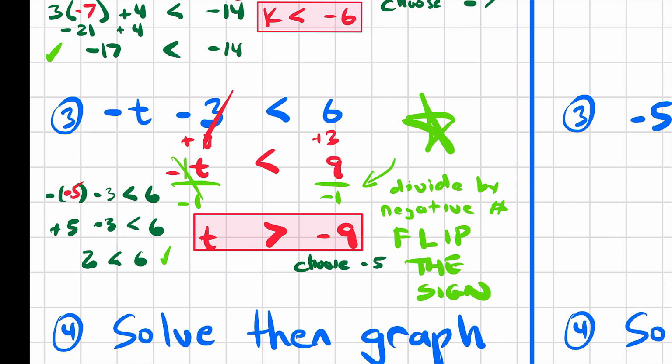Okay, now what if I chose a number, if I didn't flip that sign, it would be t is less than negative 9. So an example could be negative 10. So I would end up with a negative 10, which is a positive 10, minus 3 is going to be 7, and 7 is not less than 6. So you can see through our verification that it is necessary to flip that sign every time you divide by a negative number.